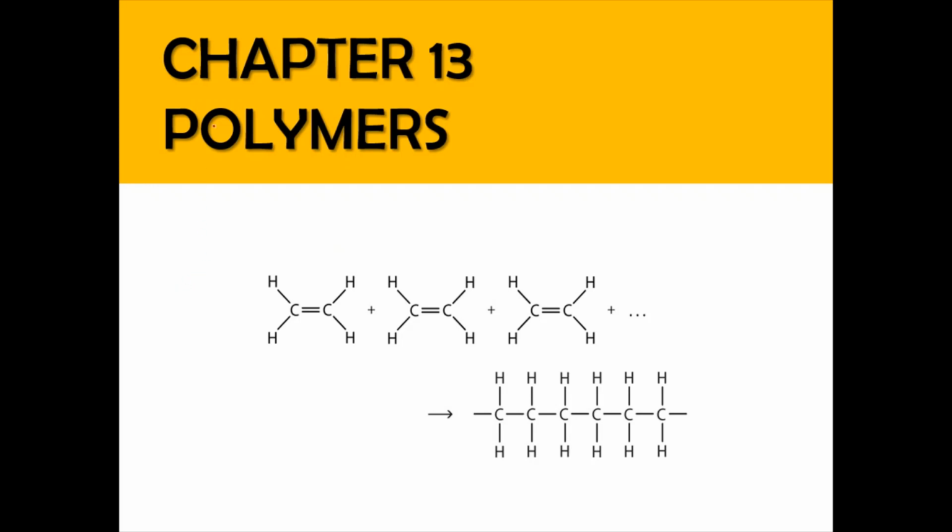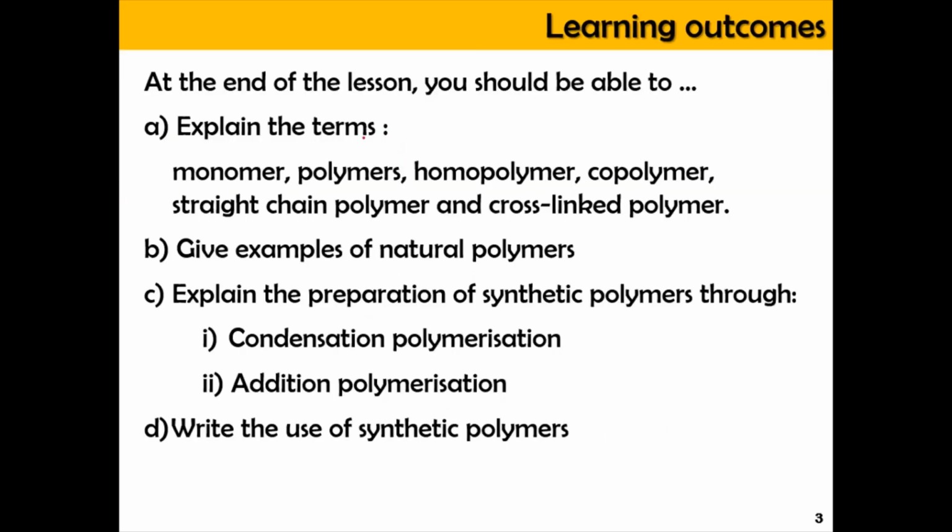So today we're going to do the last chapter of semester 2, which is chapter 13, Polymers. In this video, we're going to look into the explanation of the terms monomer, polymer, homopolymer, copolymer, straight-chain polymer, and the cross-linked polymer. Next, we're going to look into examples of natural polymers, and also explain the preparation of synthetic polymers through condensation polymerization as well as addition polymerization. Last but not least, we're going to write the uses of synthetic polymers. So without any further ado, let us start.